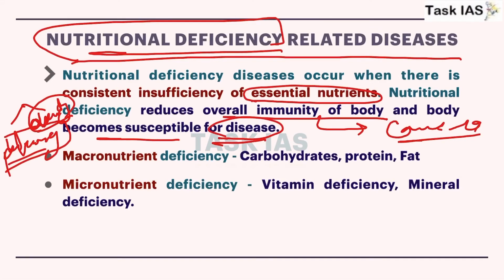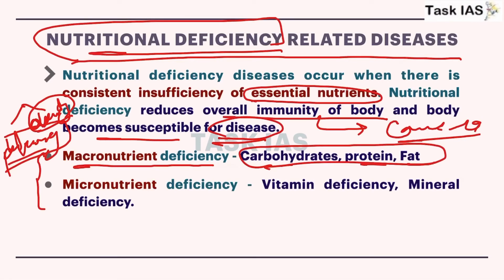And this deficiency can be divided into two. Firstly, macronutrient deficiency, where macronutrients are carbohydrates, protein and fats. If there is deficiency of these macronutrients in our diet, then it is macronutrient deficiency. And some of the diseases are marasmus or kwashiorkor. You can write about them.